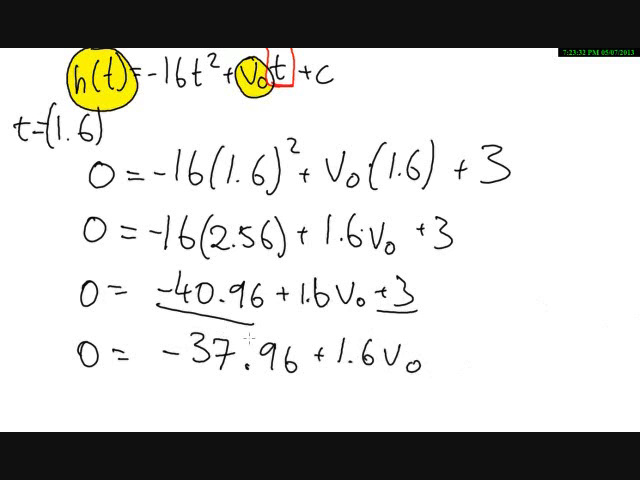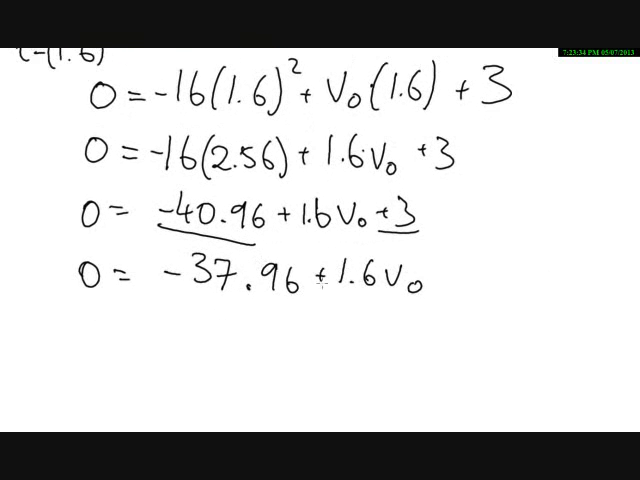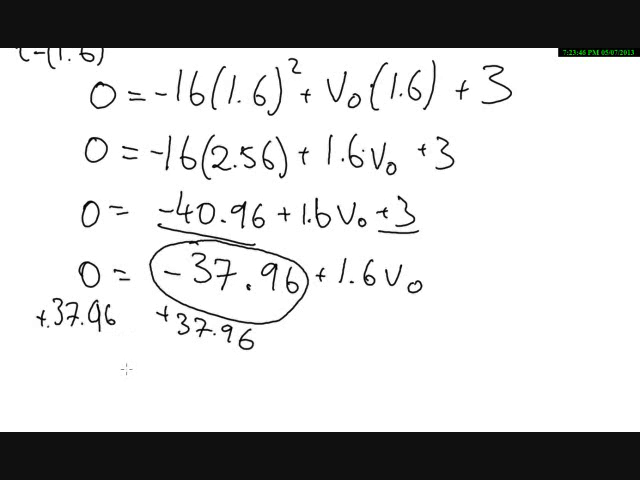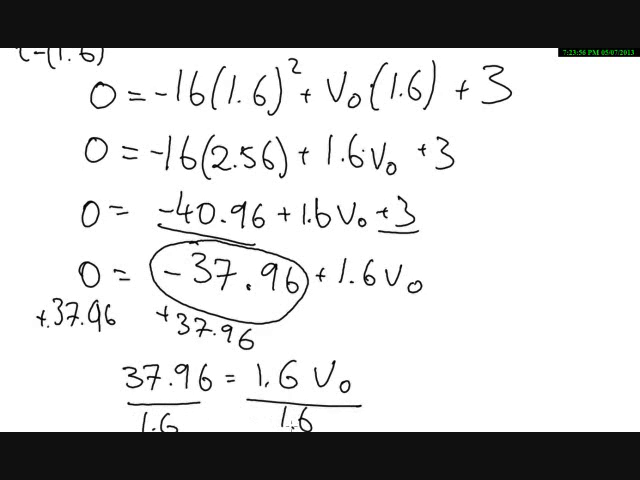The next thing we need to do is move the constant term onto the other side. How? By doing the opposite. So plus 37.96 on this side and on this side too. We come up with 37.96 equals 1.6 v sub 0, and then we need to get rid of the coefficient, so we simply divide by 1.6.